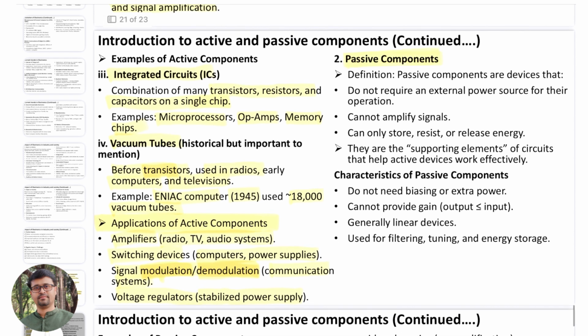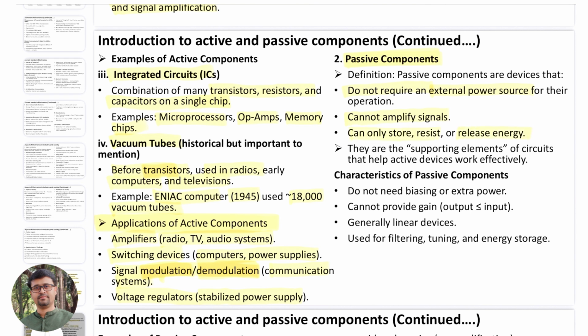So what are the passive components? As we have learned, active components require an external power supply, just like a battery, then DC supply or AC supply. But the passive components do not require an external power source. They cannot amplify the signals. They can only store, resist, or release energy.